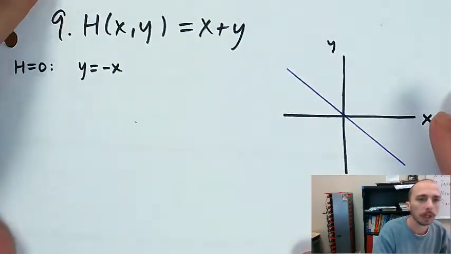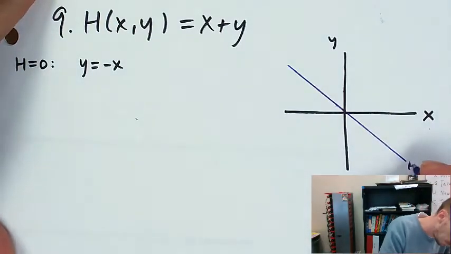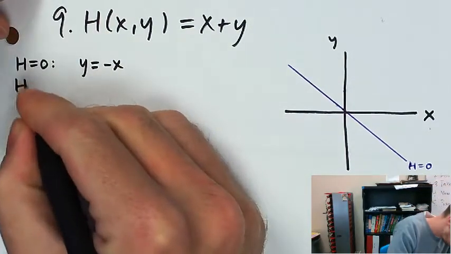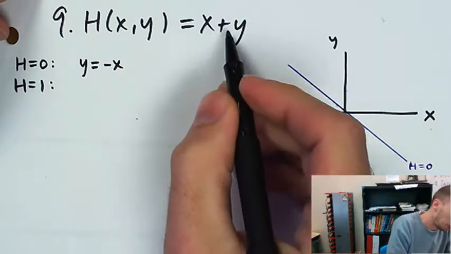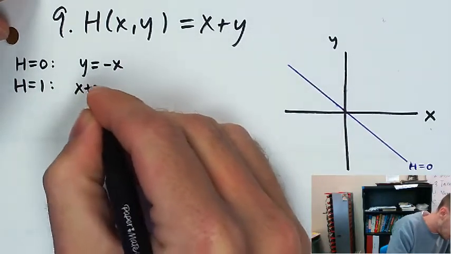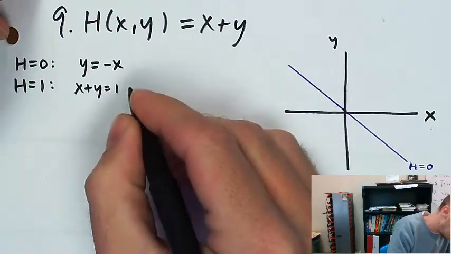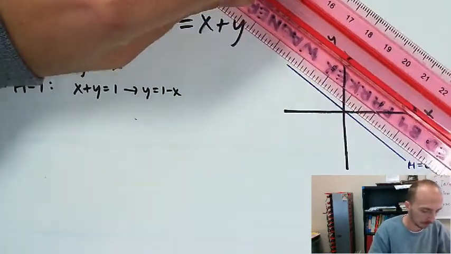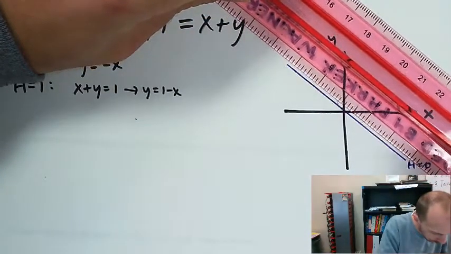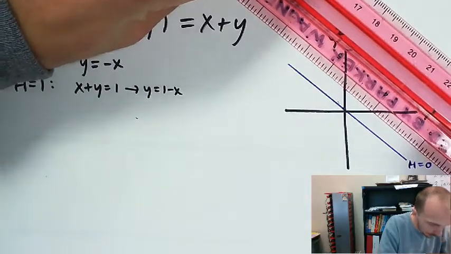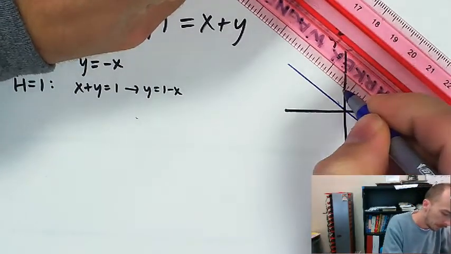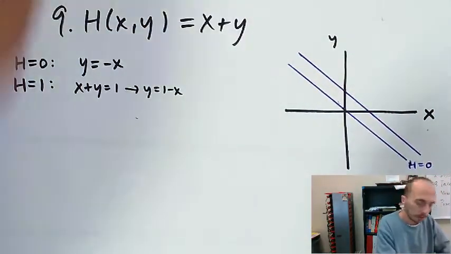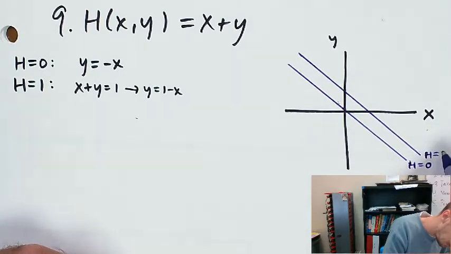That's supposed to be going through the origin, and we'll say that that is the contour h is equal to 0. H equals 1, then x plus y equals 1. I'll write this one out, and then y equals 1 minus x. Okay, we know how to graph that. We've actually already graphed that line once today. I'll say it's just right about there. It's going to be y equals 1, x equals 1, parallel otherwise. And then I'm going to label this one h is equal to 1.